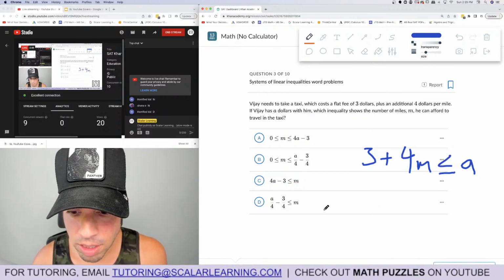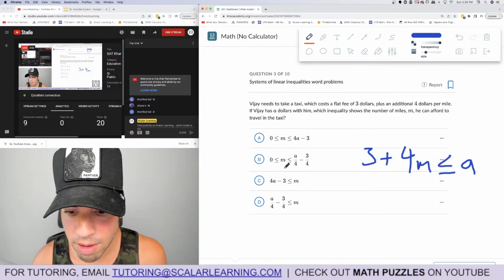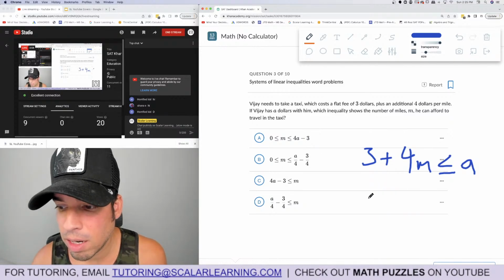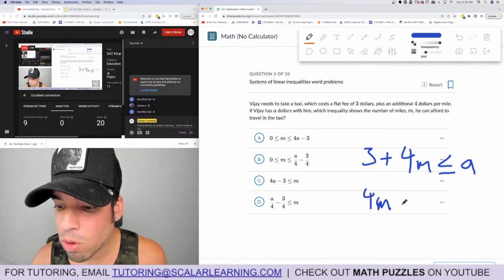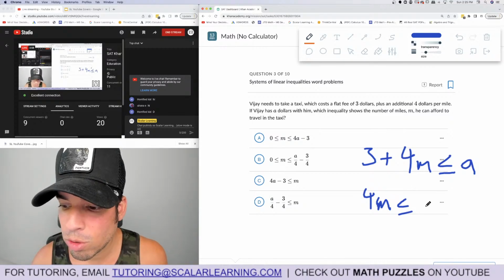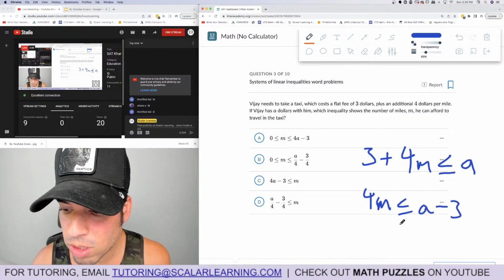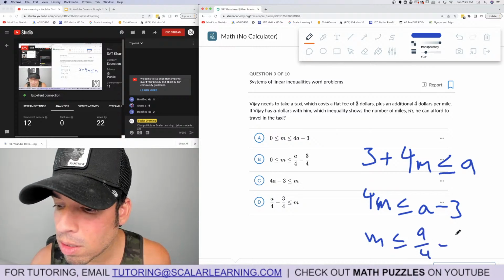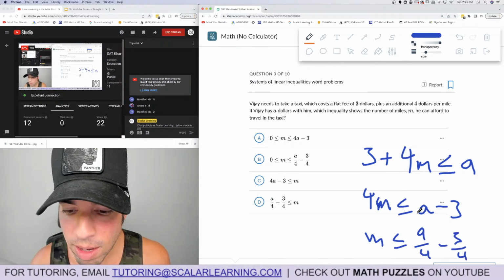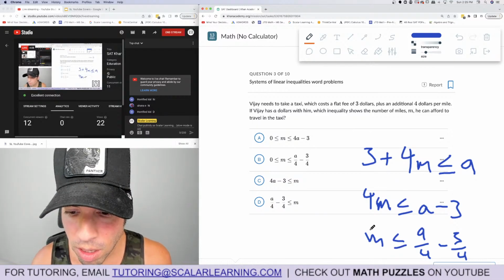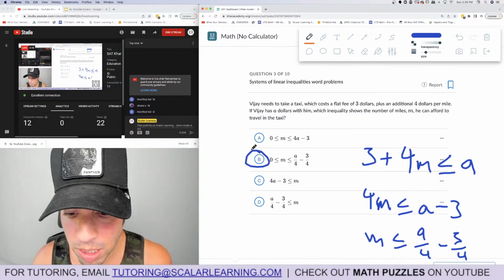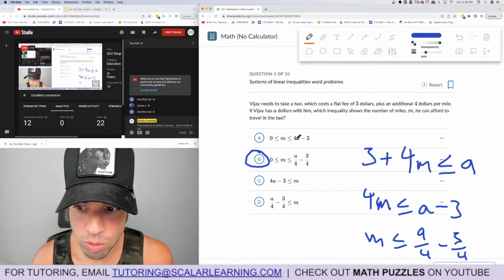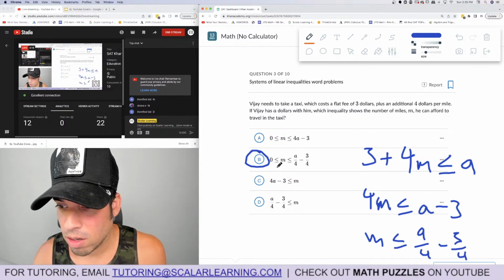Let's see. And then, so what did they do here? They have M isolated. Okay, so we need to isolate M. So 4M is less than or equal to A minus 3, right? Subtract 3 from both sides. Then we divide by 4, and it's A fourths minus 3 fourths. So M is less than or equal to A over 4 minus 3 fourths, it's this one, B. And then it has to be greater than or equal to 0, I suppose, right?